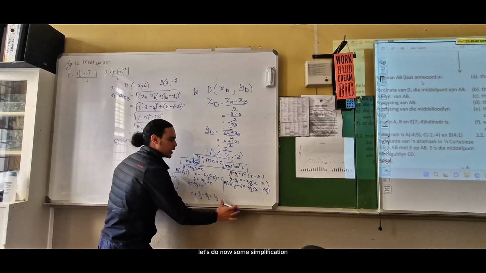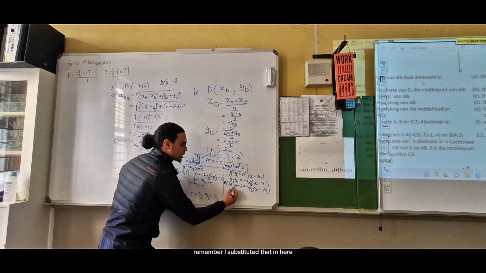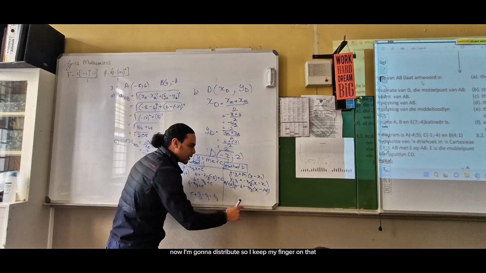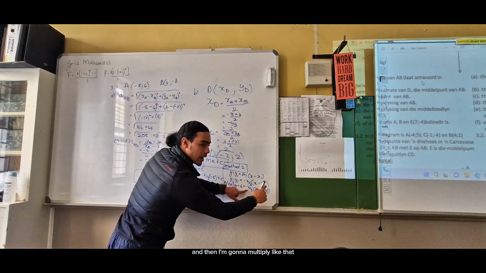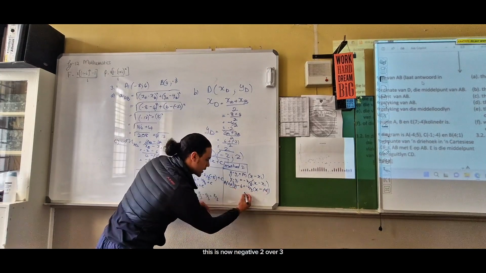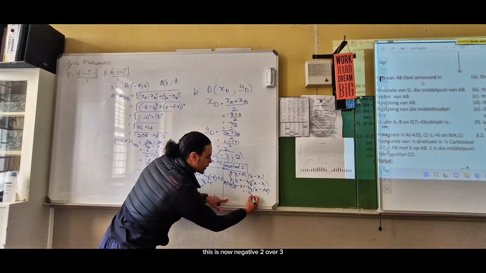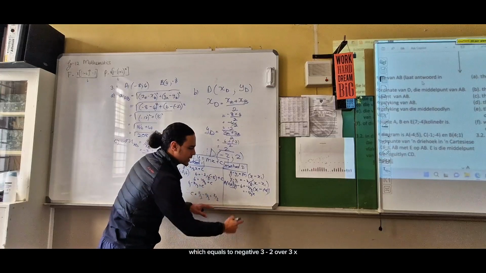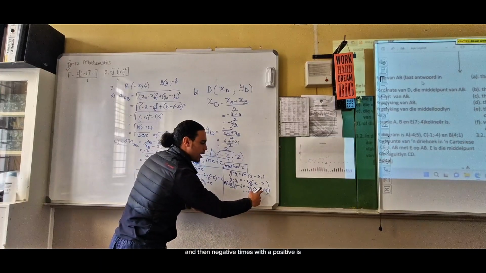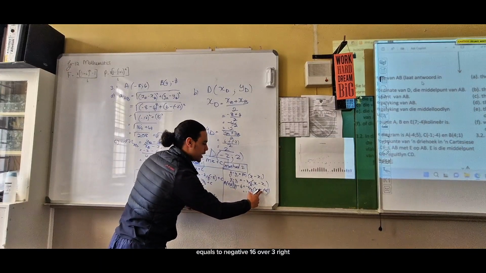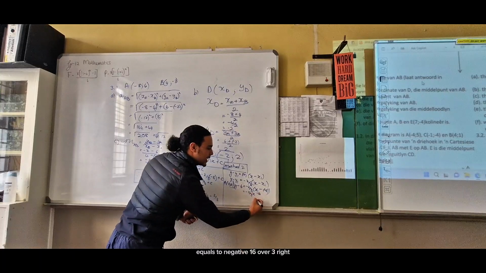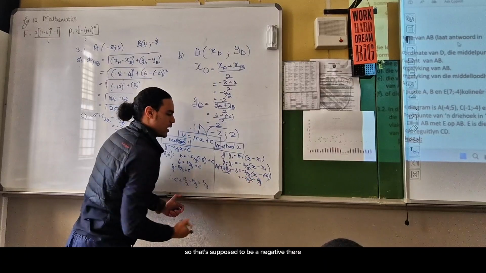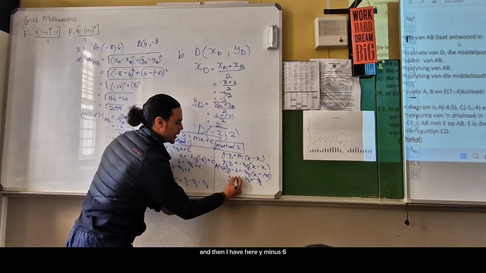Let's do some simplification. Remember, I substituted that in. Here we're going to have y minus 6. Now I'm going to distribute. I multiply negative 2 over 3 with x, which equals negative 2 over 3x, and then negative 2 over 3 times positive 8 is equal to negative 16 over 3. Right, so that's supposed to be a negative there. And then I have here y minus 6.